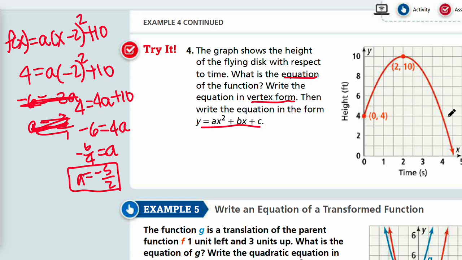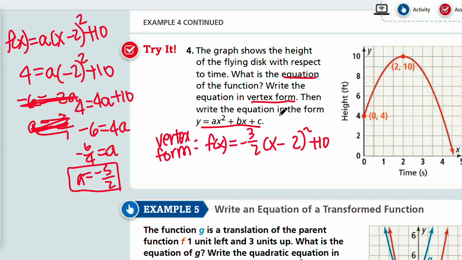Because your parabola opens downward, you know your a is going to be negative. So when I got the positive number, I thought I probably made a mistake somewhere, and there it was. So remember, when your parabola opens downward, a needs to be negative, and when the parabola opens upward, a needs to be positive. So that's one way to check your answer. Okay, and then you're going to use the information that you have to write it in vertex form, which is going to be f of x equals negative 3 over 2 times (x minus 2) squared plus 10. This is the vertex form.